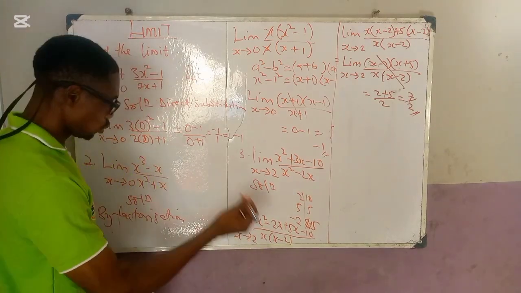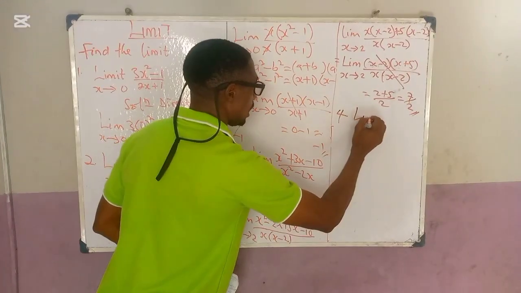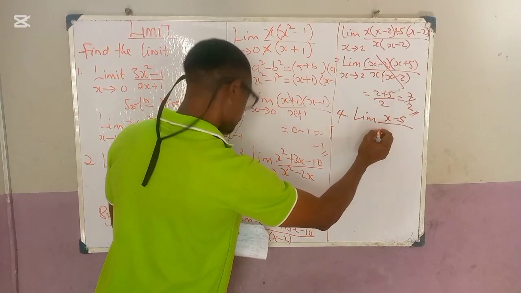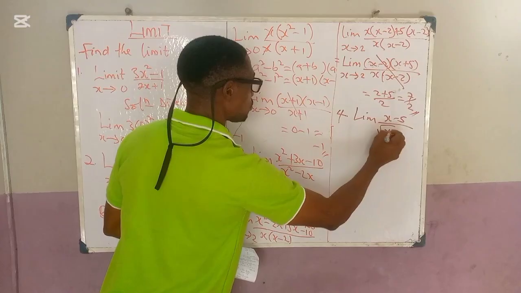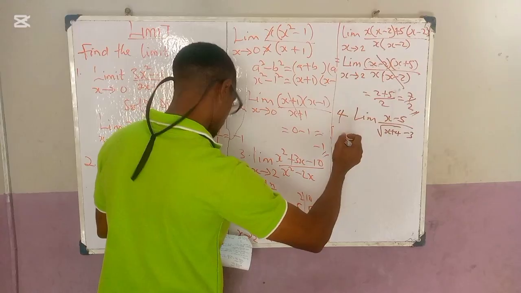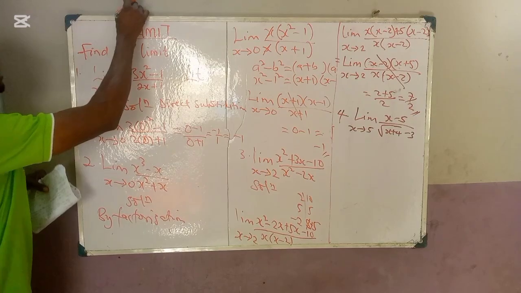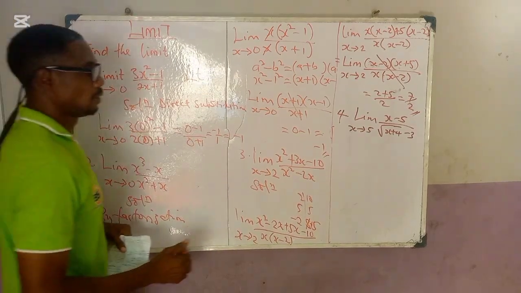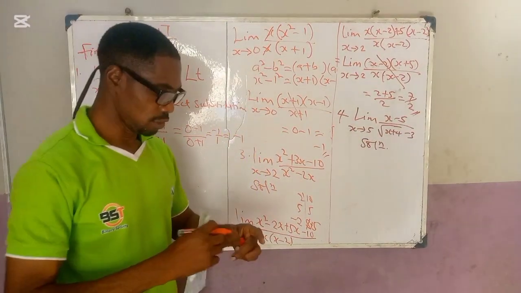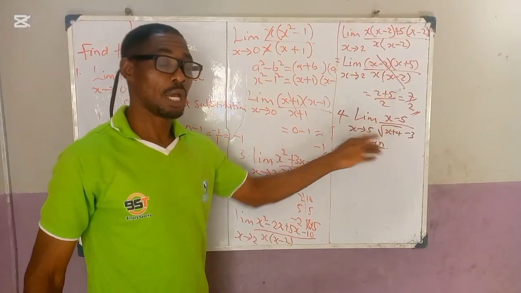Yeah. Let's also look at question number 4. Limit x minus 5 over root x plus 4 minus 3 as x approaches 5. Now, let's look at this. What's the nature of this question here? As you can see, this is so familiar. Having a radical in the denominator is not permitted.